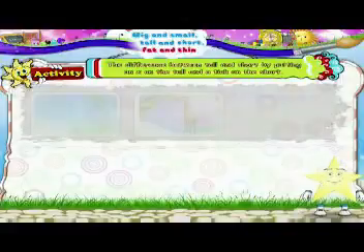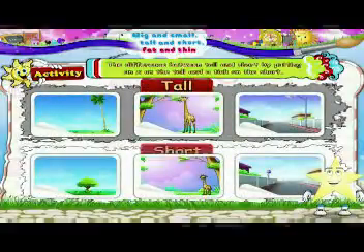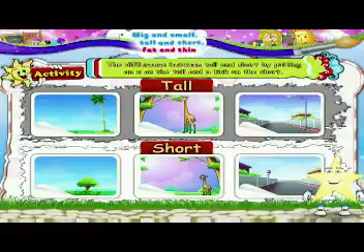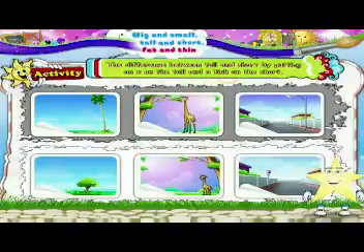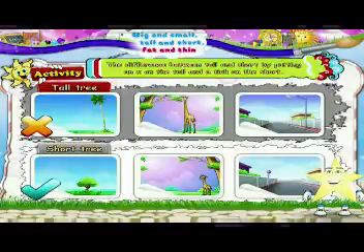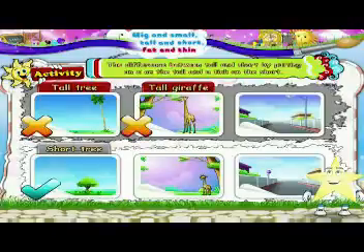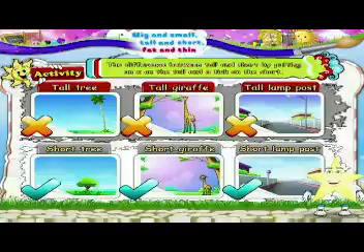And now, let us spot the difference between tall and short by putting an X on the tall and a tick on the short. Tall tree, short tree. Tall giraffe, short giraffe. Tall lamp post, short lamp post. That was fast, Starry.